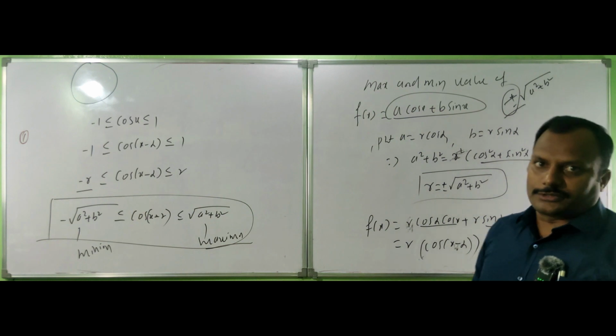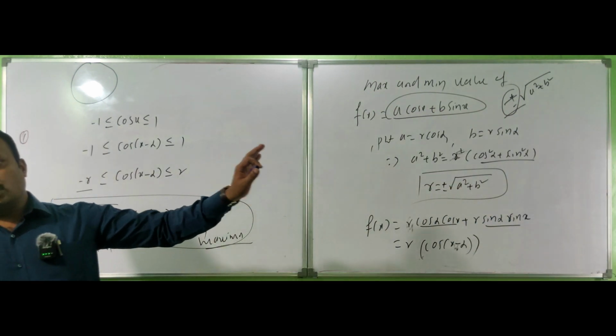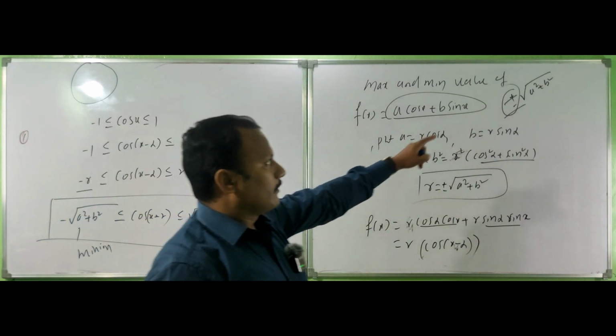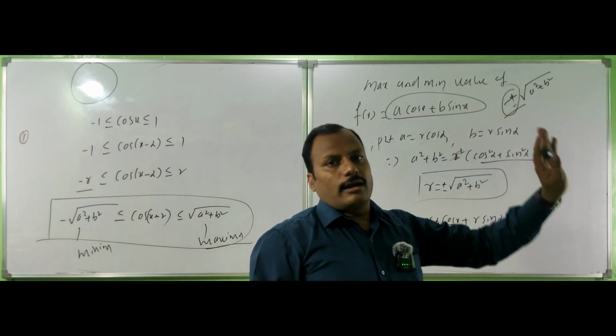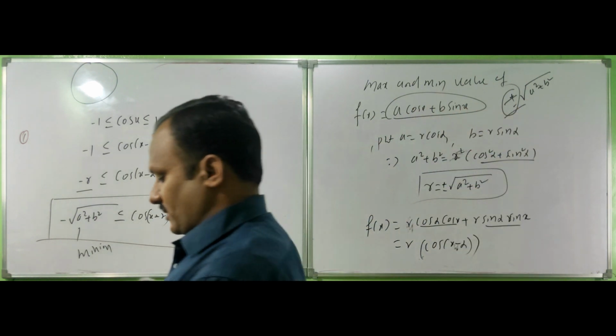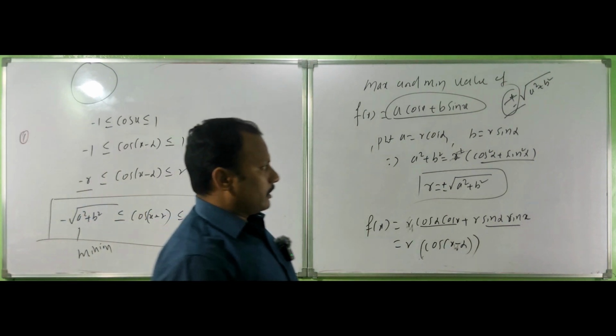For any formulation, you can solve by using that formula: root of a square plus b square, where a and b are arbitrary constants, the coefficients of cos x and sin x respectively. Okay, students, this is the conclusion.